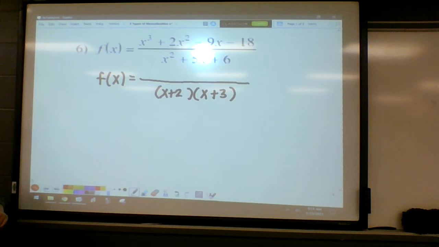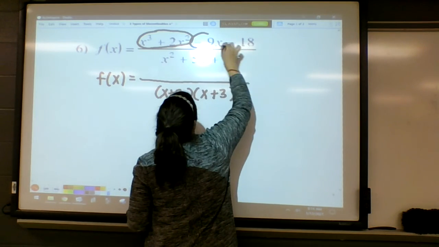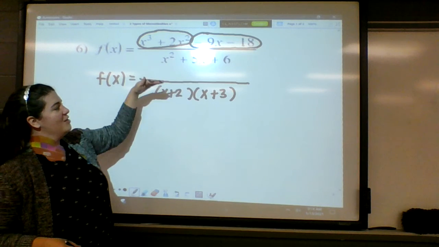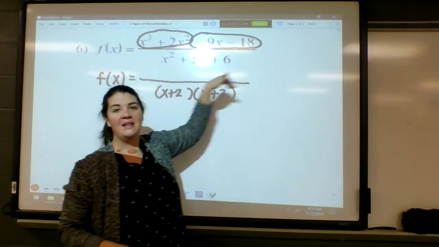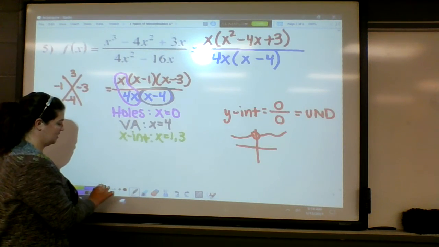Numerator, a little bit harder to factor. How did you factor the numerator? By grouping, right? So you had to group the first two together and these two together. And so either you can keep it in the numerator, or if you want to factor off to the side and then just put your solution in the numerator, that's fine as well. However you want to take care of this.